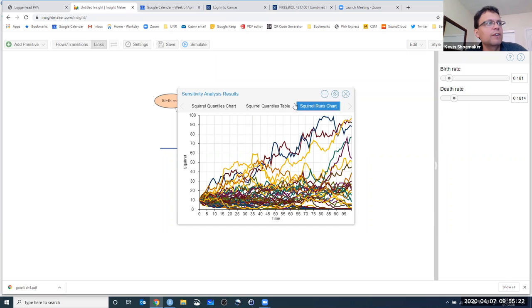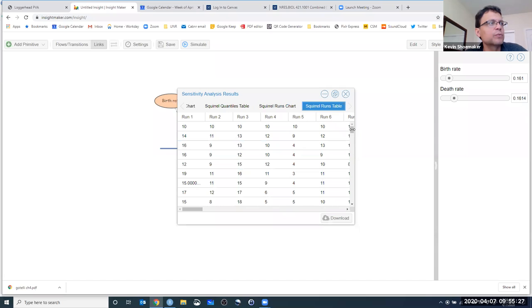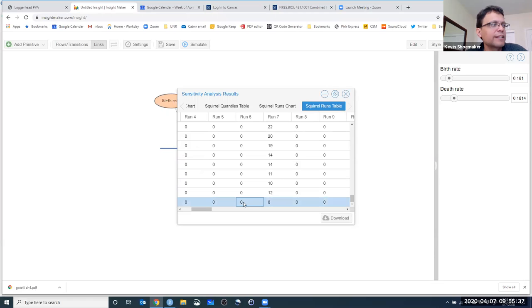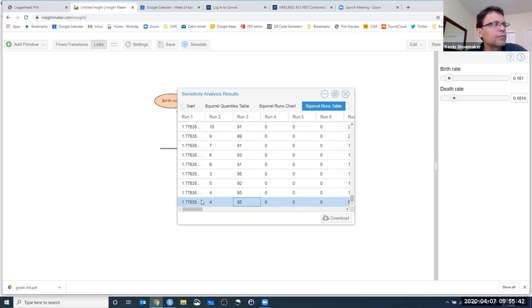We can look in more detail and see which runs went extinct by looking at this runs table and looking at what happens by year 100. All you have to do is count up the number of times the population ends up at zero. So here's run one, not extinct. Run two, not extinct. Run three, not extinct. Run four, went extinct. Run five, went extinct. Run six, went extinct. So far there's a 50% extinction risk.